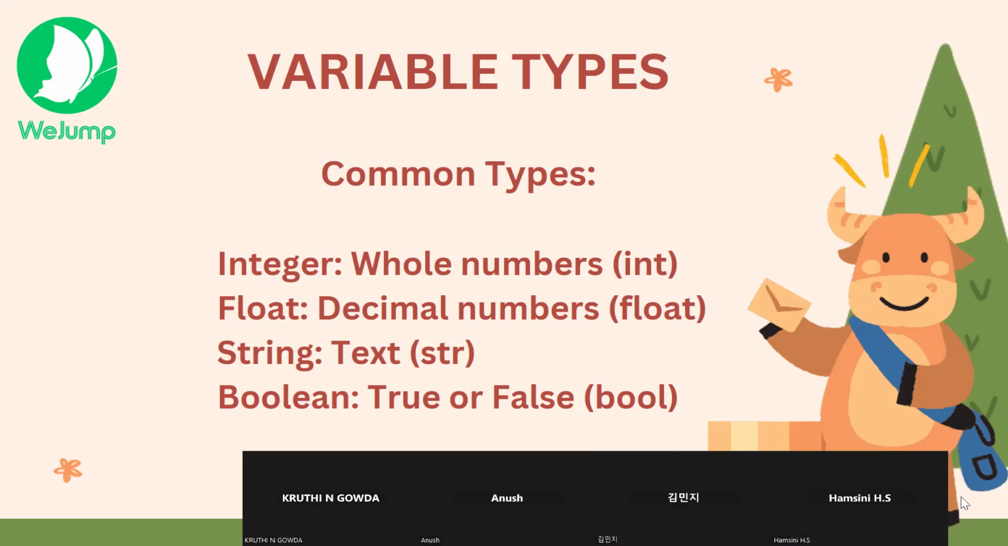On the right side, you can see brackets. Those are symbols which we use to represent these. For integers, we use int. For float, we use float. For string, we use str. And for Boolean, we use bool. Did you get this? Did everyone get this?